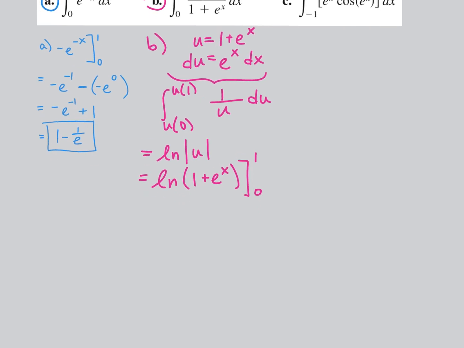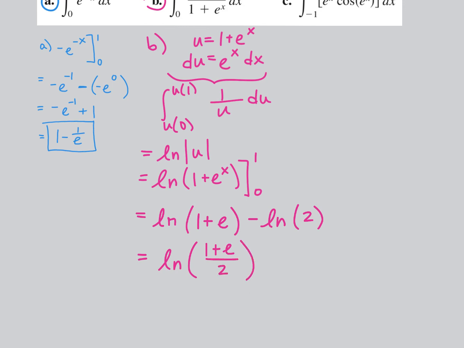So from here, I want to first plug in 1. So we'll have the natural log of 1 plus e to the 1, which is just e, then minus the natural log of 1 plus e to the 0. E to the 0 is 1, so we'll have a 2 in there. Using properties of logarithms, we can actually write this as 1 log. So the natural log of 1 plus e all over 2. You could get what parts A and B are as decimals if you'd like using your calculator, but from here we can just leave it.